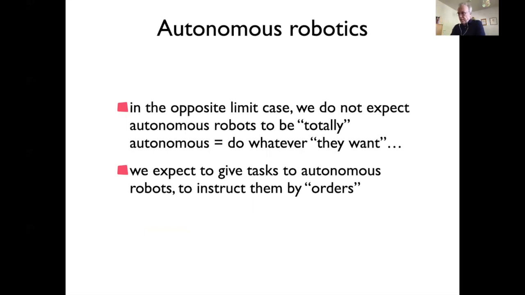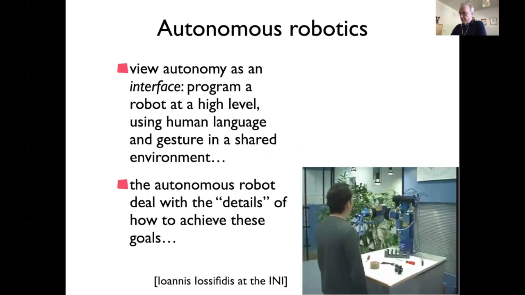In the opposite limit case, we also actually don't really think of autonomous robots as being totally free to do whatever they want, right? Concretely, that means that we typically expect these robots to take commands, to do tasks that we instruct them about by giving them some kind of orders. And in fact, here's a demonstration of someone, Johannes Stusefies at the Institute, did this work a long time ago, where he interacts with a robot, giving verbal commands, pointing at objects, and the robot will do things then.